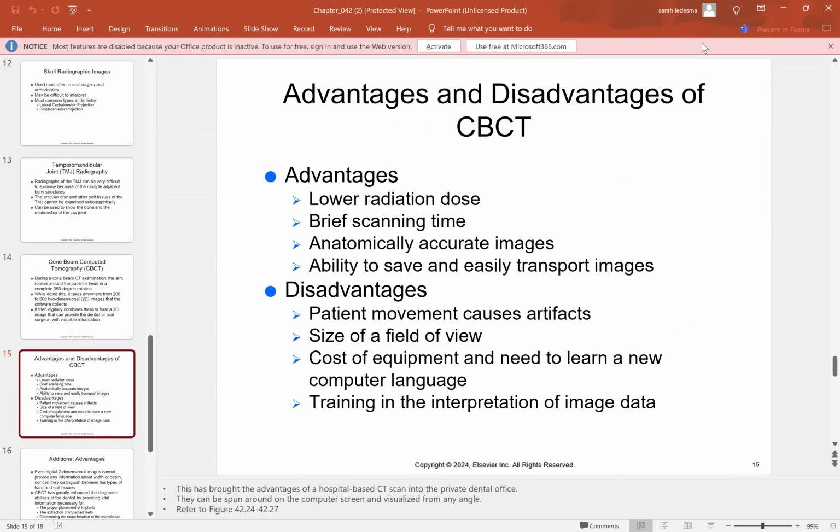Advantages and disadvantages of CBCT. Advantages include lower radiation dose, brief scanning time, anatomically accurate images, and the ability to save and easily transport these images. Disadvantages include patient movement may cause artifacts, size and field of view, cost of equipment, and needing to learn a new computer language, and training in interpretation of image data.